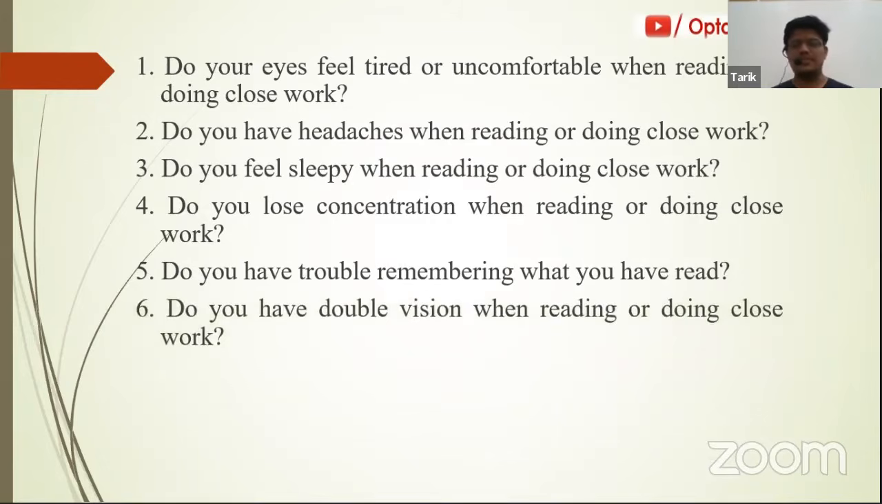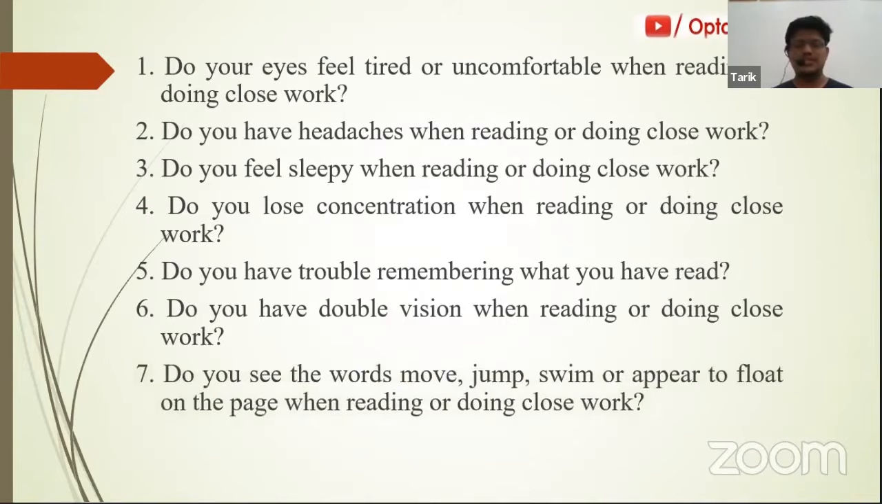Next is, do you have double vision? Now this gives you a very clear idea that the patient is having a problem in vergence. The moment the patient tells you that I have double vision while reading after 10 or 15 minutes, that gives you an idea that the patient is having some problem. Either it could be convergence excess or convergence insufficiency. So that will give you an idea that the patient is having a problem with his convergence.